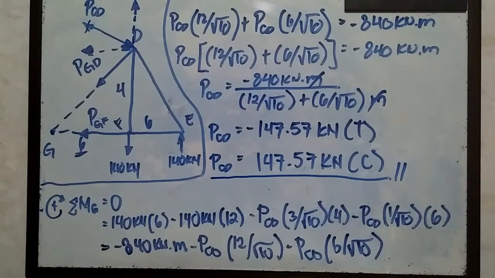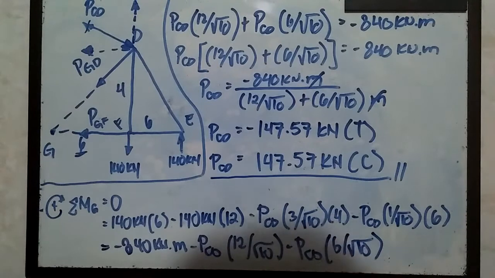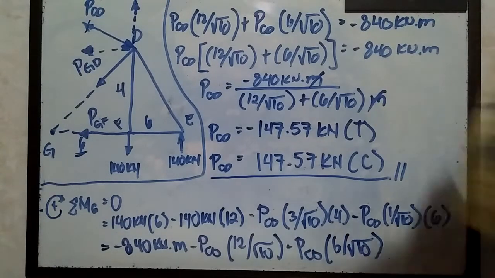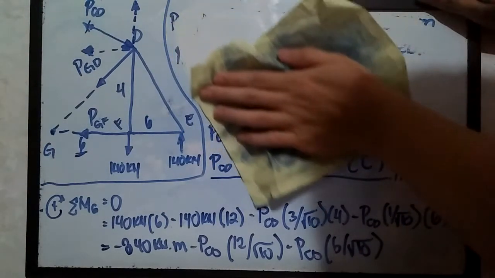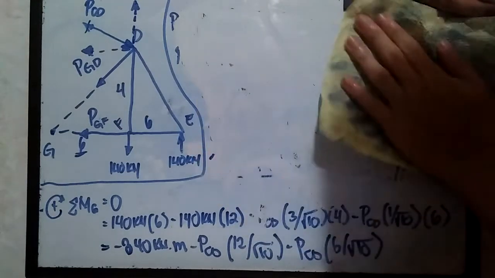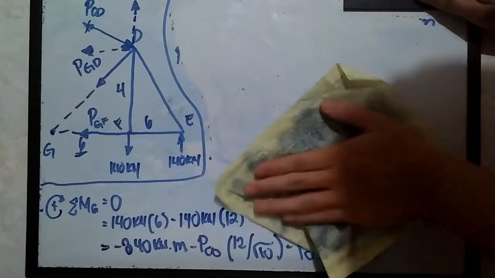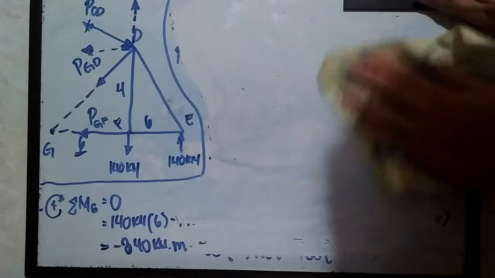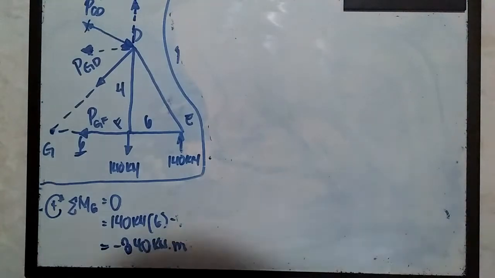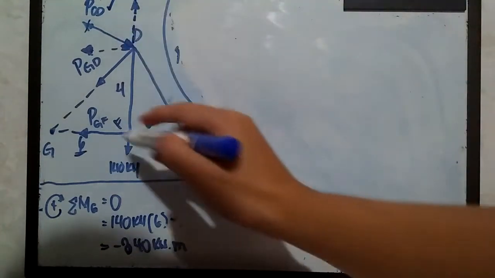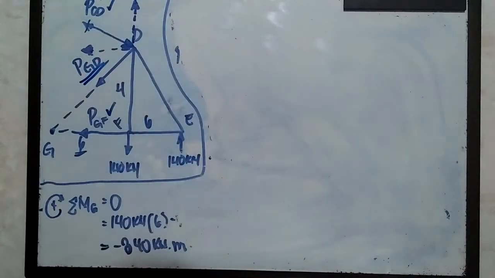And the remaining force that we need to solve is simply P sub GD. So this one is the simplest one to solve. I'm just going to erase again so that we can have some space on this whiteboard. So we already managed to solve for this one, that's checked, and P sub GF is also checked. And the remaining force that we need to solve is simply P sub GD.